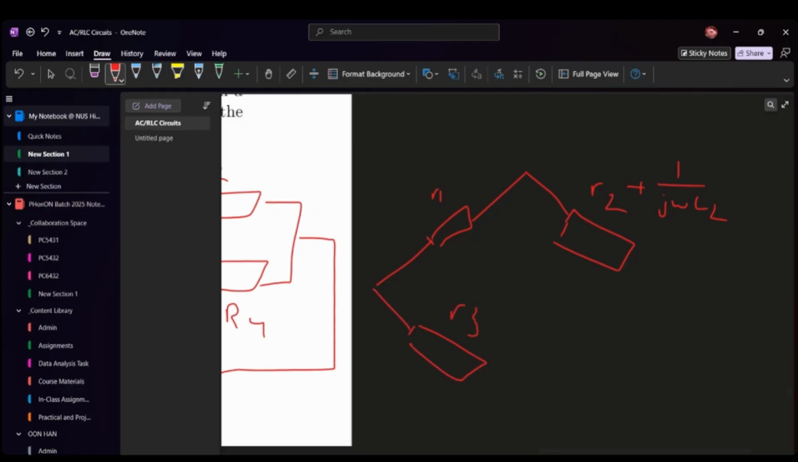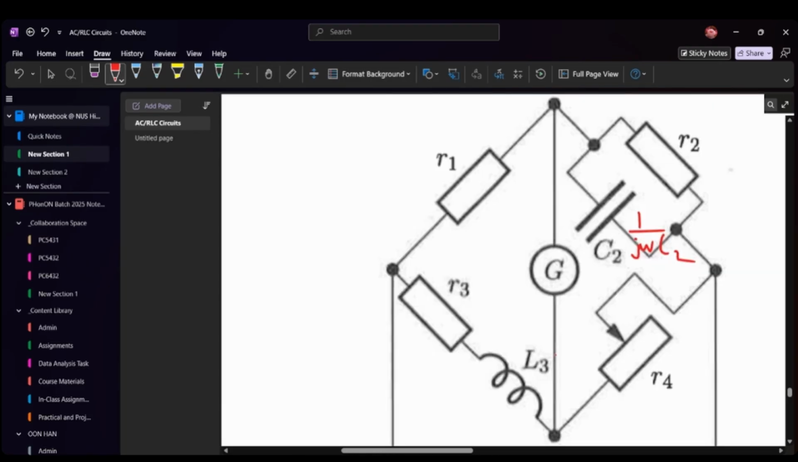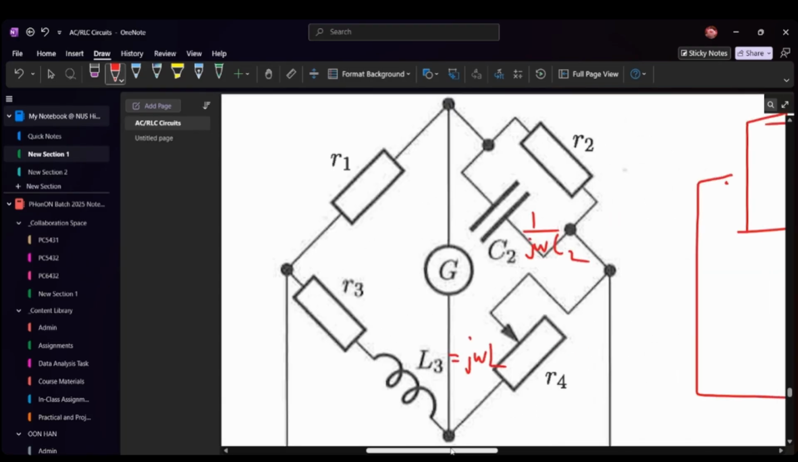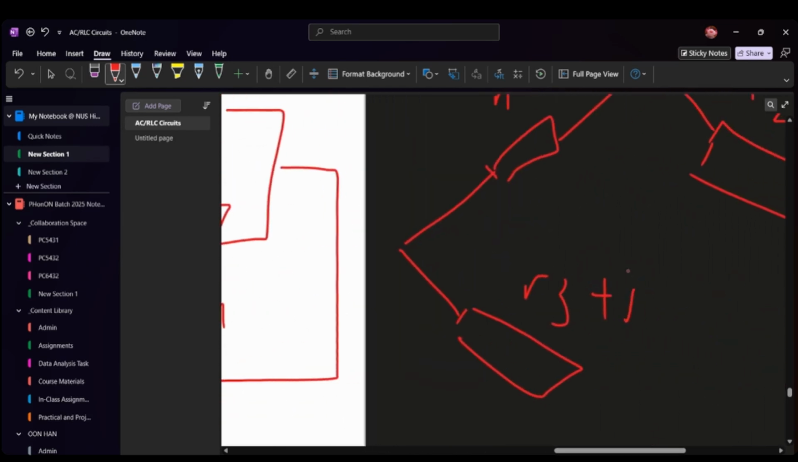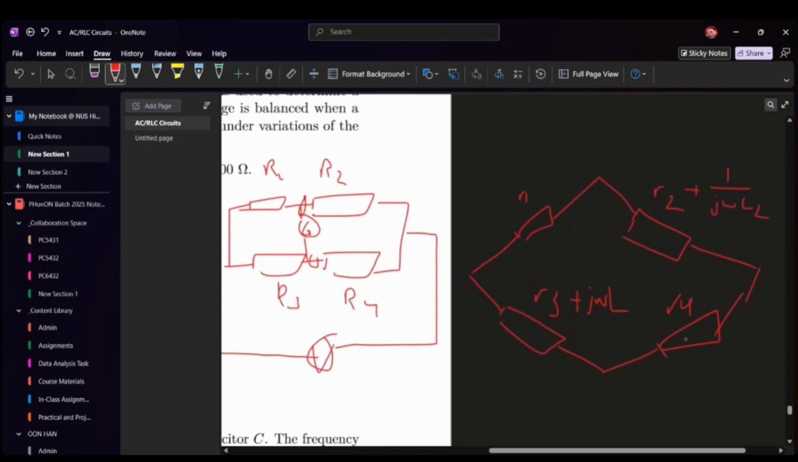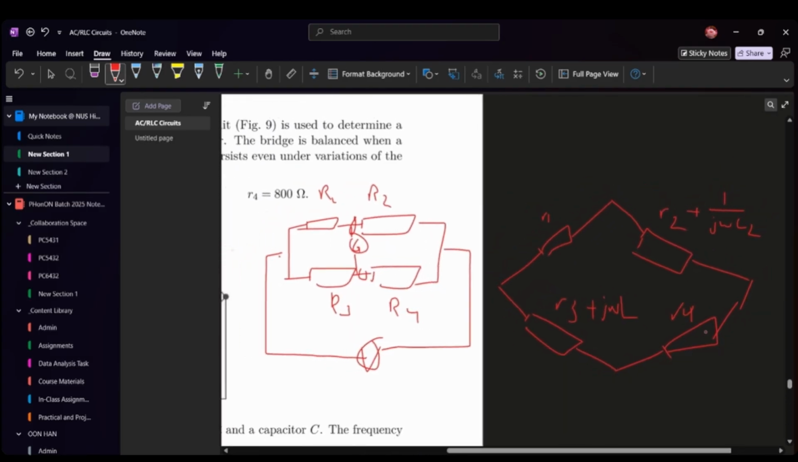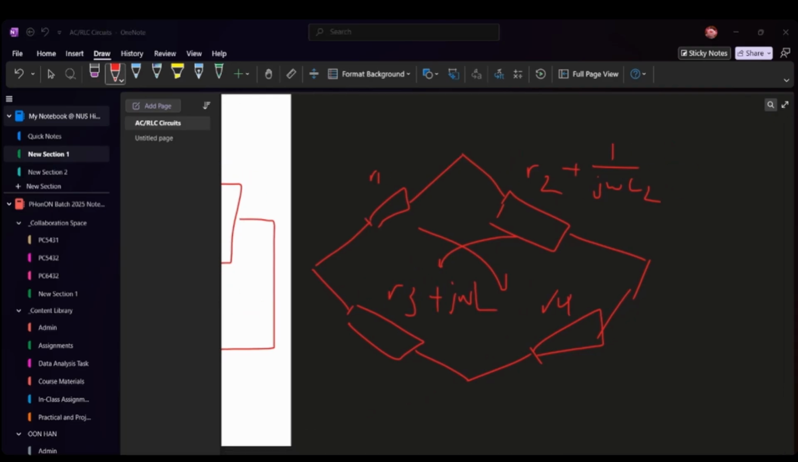This is your R3 and an inductor, and this inductor is j omega L. So this is R3 plus j omega L. And this last thing is R4. So basically all we're doing is imposing the condition that the product of these must be the same. And I will not go through the algebra, because it seems quite tedious.